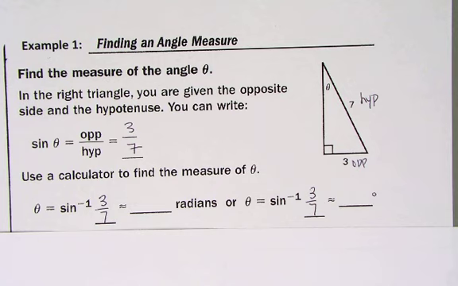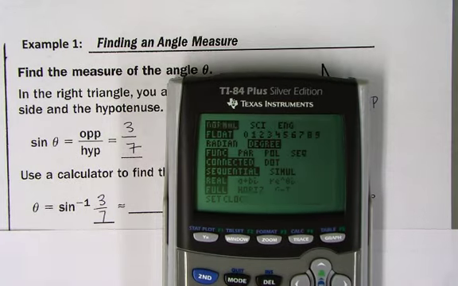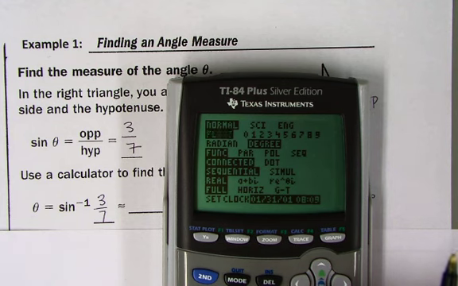So in example 1, they want our answers to be both in radians and in degrees. Depending on what mode you're in, you're going to get a different answer for both of these. So the first thing we need to do is make sure that our calculator is set to the correct mode, degree or radian, for what we're trying to find.